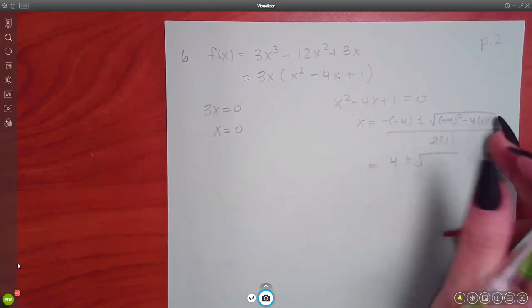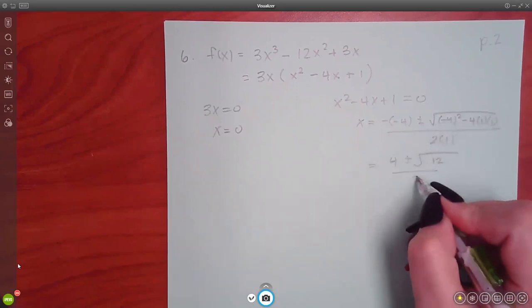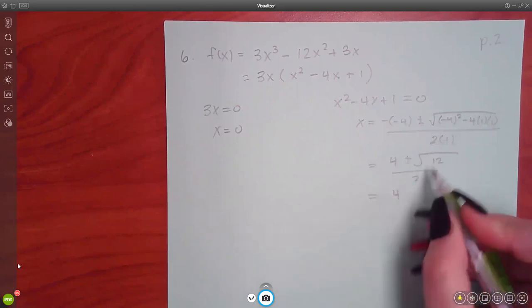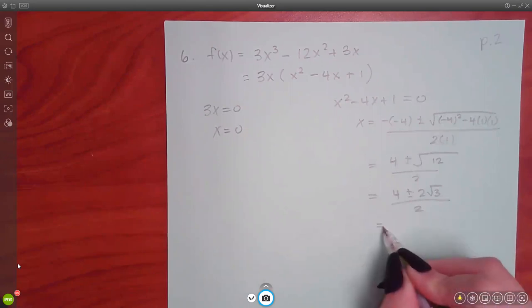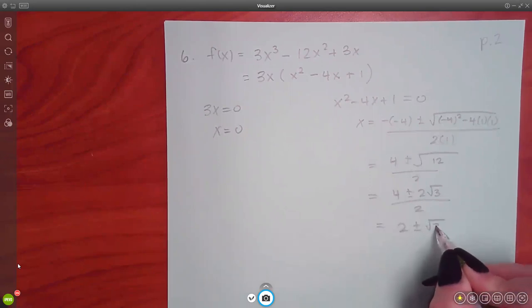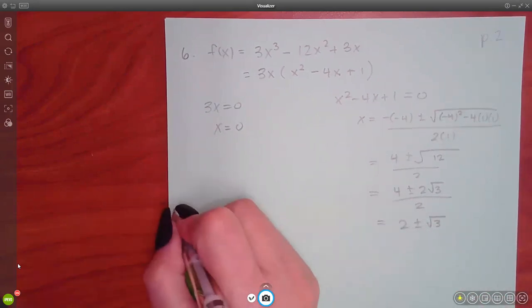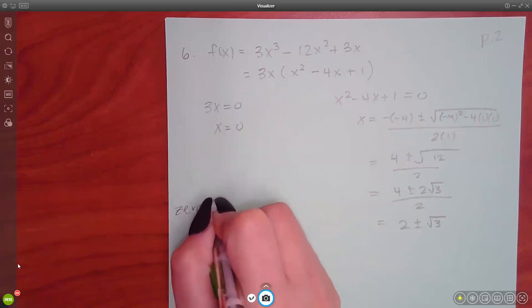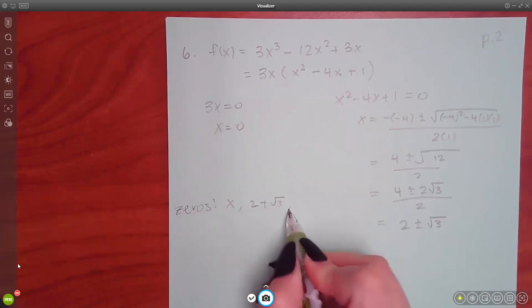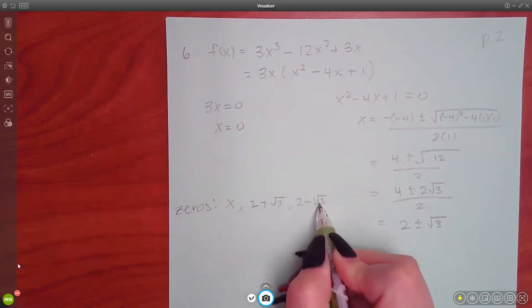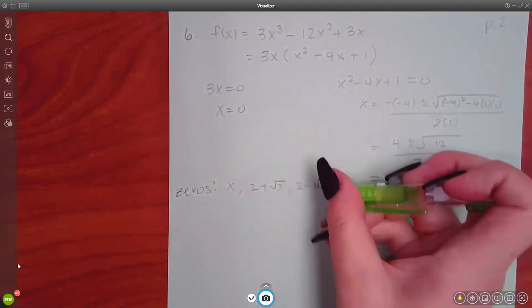So I get 16 minus 4, which is 12. If I type square root of 12 in my calculator, it tells me 2 square root of 3. So I get 2 plus or minus the square root of 3. So what are my zeros? They're going to be x, 2 plus square root of 3, and 2 minus square root of 3. I don't know why I put parentheses.